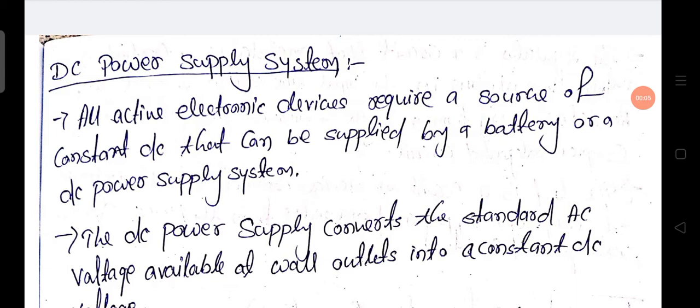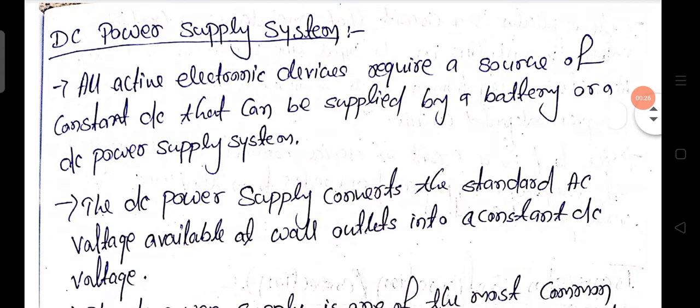Today we will discuss the DC power supply system. From previous classes we have known how we can get DC power from AC using a rectifier, then using a filter. So now see what a DC power supply system is, and how the whole system works.